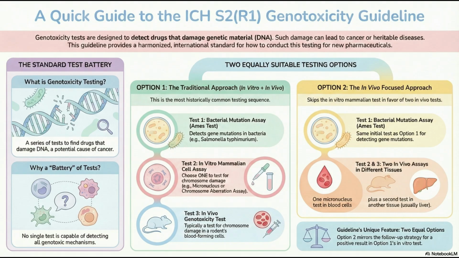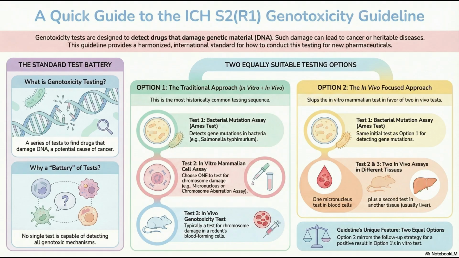So if I understand correctly, the in vivo tests for chromosomal damage, like the micronucleus assay, are highly efficient because they have the potential to detect both of those things, both the structural damage from clastogens and the numerical errors from aneuploidy inducers all in one go. Precisely. It's a very effective mechanism detector.